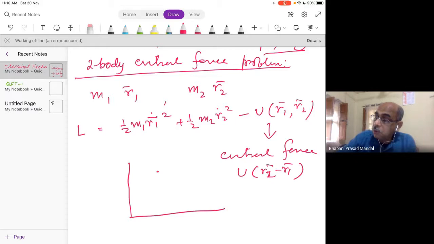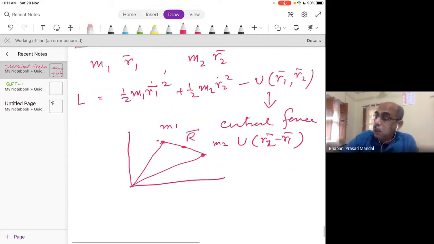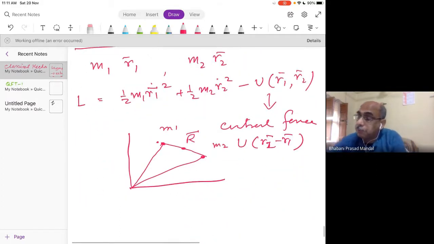Suppose this is the position vector of particle 1, and this is the position vector of particle 2. So this is m2, this is m1. You can join them with a line, and somewhere on this joining line you have the center of mass. Let us call the center of mass position vector R. So this is your r2, this is your r1, and this is your R position vector.